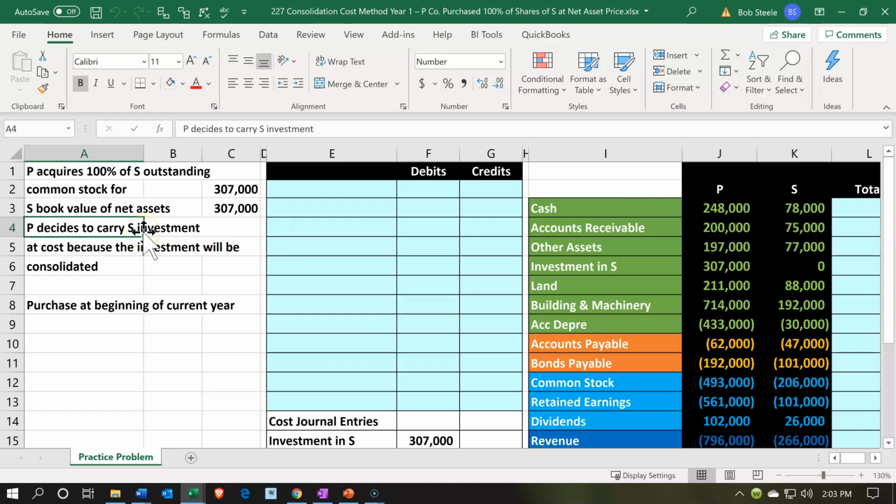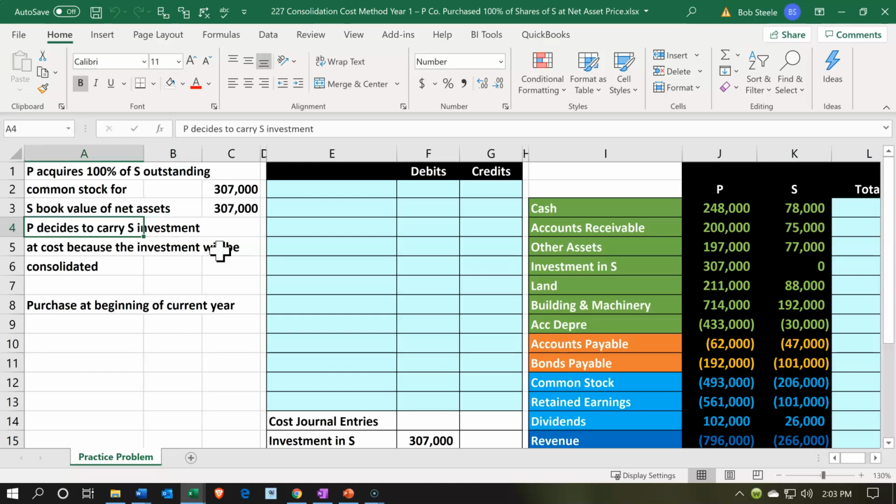P acquires 100% of S, so we're going to say P's one company, parent company, that's going to acquire 100% of the other company, S, which is going to be then the subsidiary company. So 100% of the shares, so not a controlling interest, not something just over 51%, 100% of the common stock. Now they purchased it for $307,000, and we're saying that the book value was also $307,000 at the time of purchase. So those things are the same at the time of purchase.